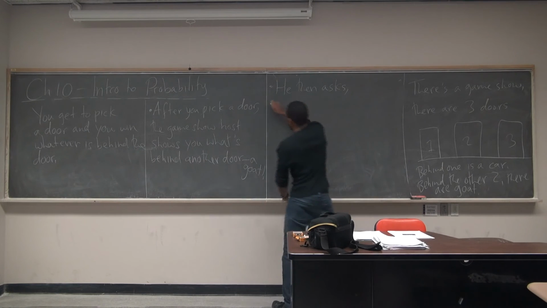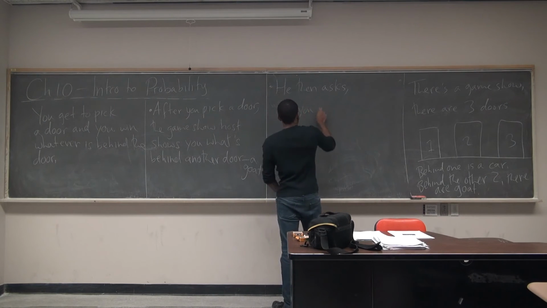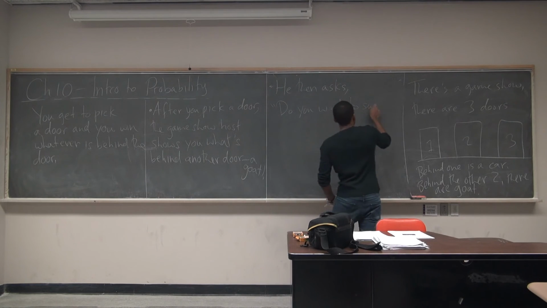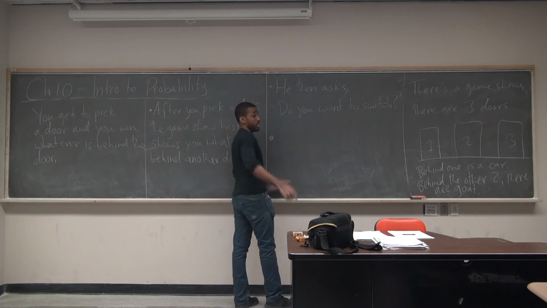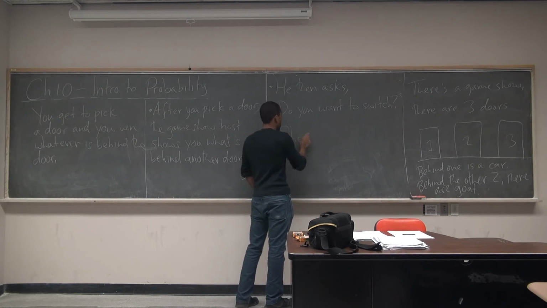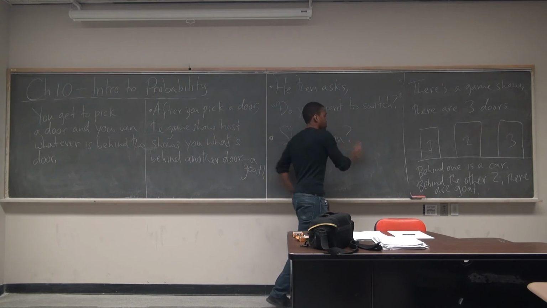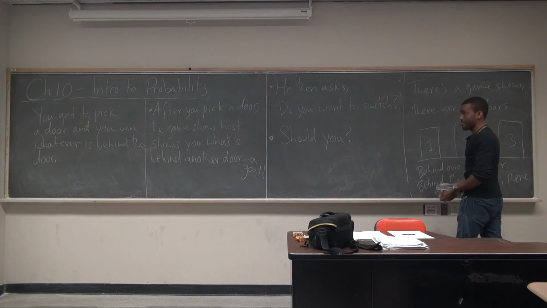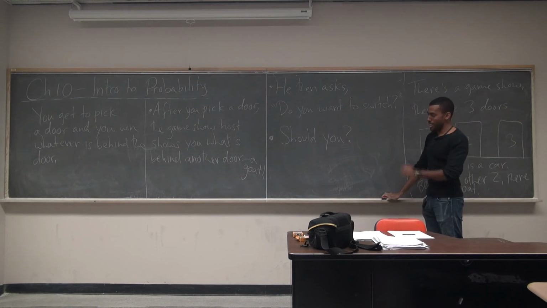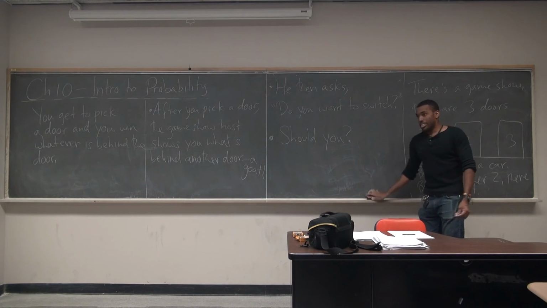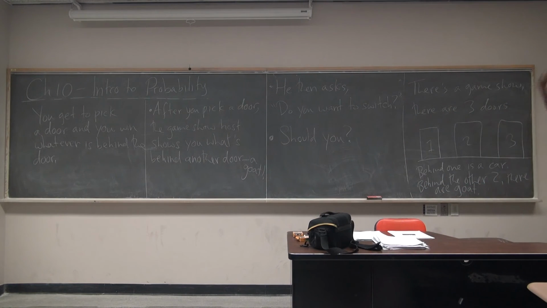He then asks, do you want to switch? Finally, here's the question: should you? You shouldn't. Assuming that what's there in the beginning is always there. So you go like, you're Alba. I picked door number 1. And then the host is like, door number 3 is a goat. Do you want to change to door number 2? No, I'm gonna stick with 1.